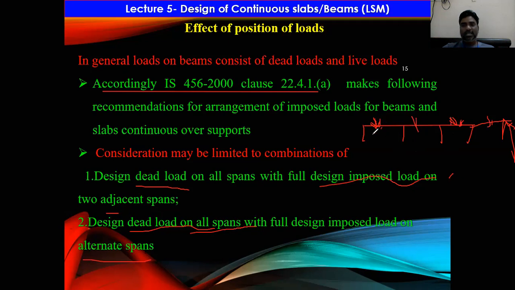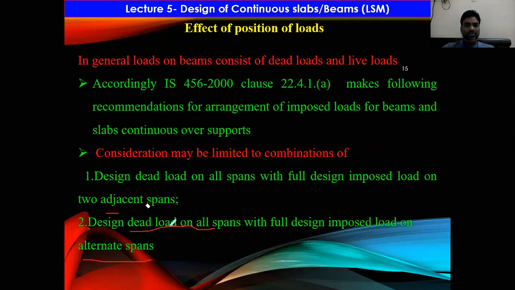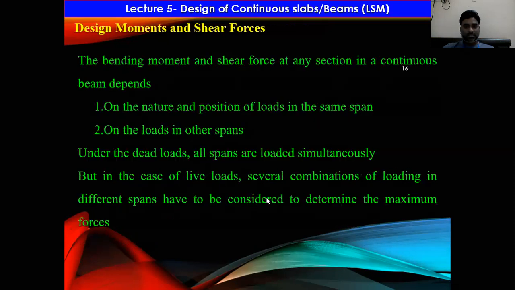This is only dead loads, right? So these two conditions may be considered in the design of continuous slabs and beams as per IS 456 code, right? So next, the bending moment and shear forces at any section in a continuous beam depend on the nature and position of the loads in the same span and on the loads on other spans, right?